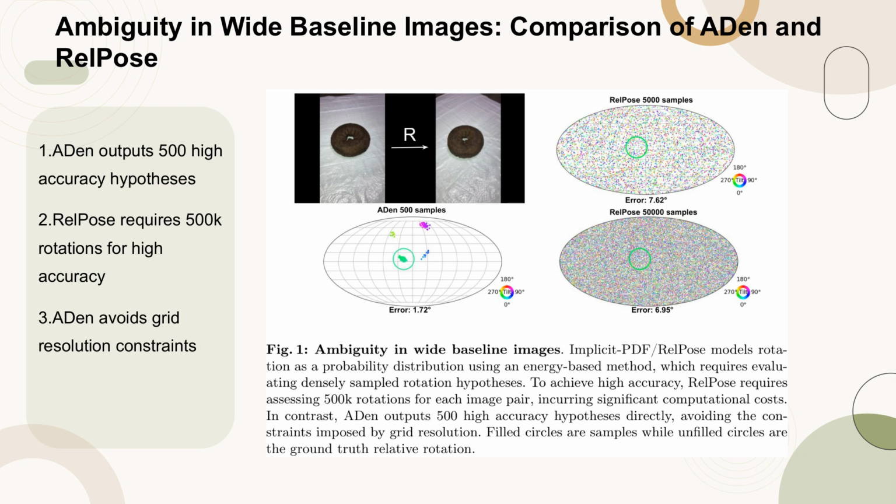The filled circles represent samples, while the unfilled circles denote the ground truth relative rotation. This comparison highlights ADen's efficiency and effectiveness in handling rotation ambiguity compared to RelPose.